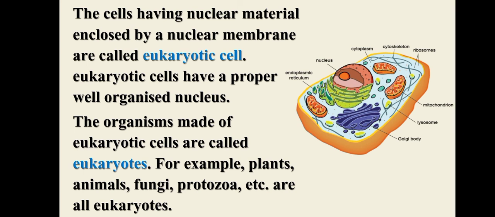Amoeba is a eukaryote because it has a distinct nucleus which is bound by a nuclear membrane. A human being, lion, tiger, dog, bird, rose plants, neem tree, mushrooms, etc. are all eukaryotes.